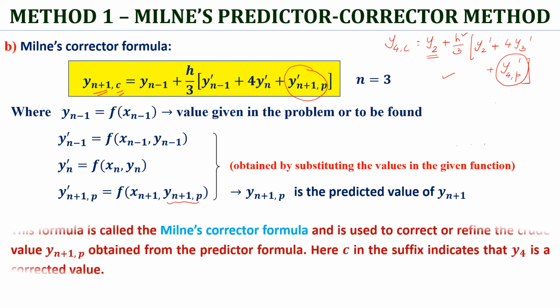And now this formula is called the corrector formula, and it is used to correct, refine the crude value, meaning it's a guess value. The predicted value is not the exact value all the time. In fact, most of the time it needs a correction, and this formula does the correction. And that C here denotes the corrected value of y4. So how will you read y4c? y4c means the corrected value of y4.